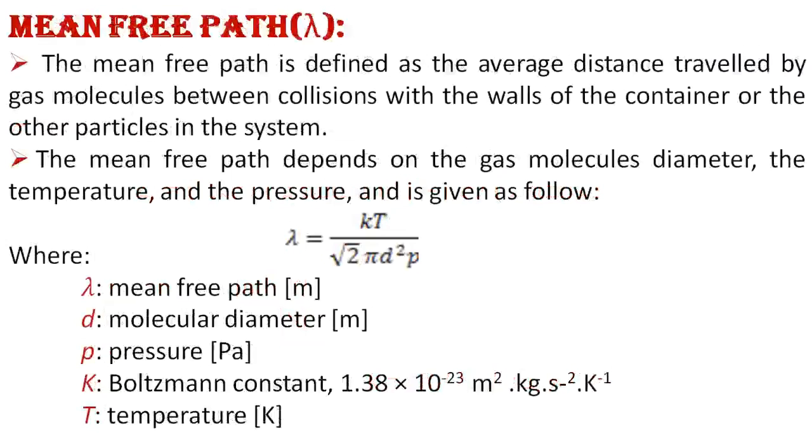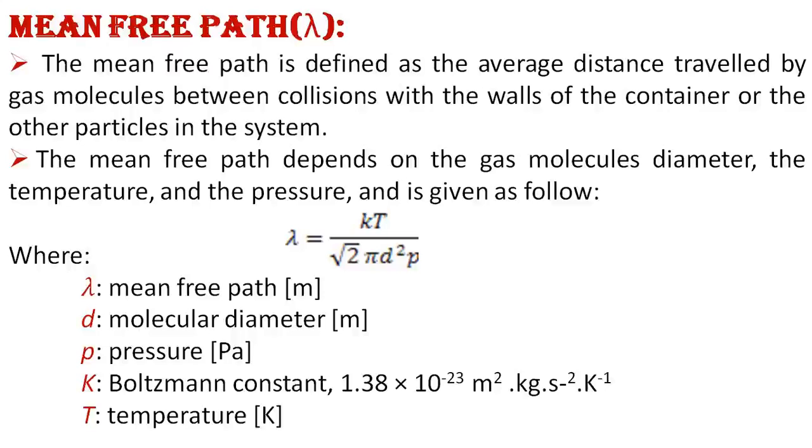Now, the next concept is the mean free path, denoted by lambda. The mean free path is defined as the average distance traveled by a gas molecule between collisions with the walls of the container or the other particles in the system. The mean free path depends on the gas molecule diameter, the temperature and the pressure. So you get the mathematical expression lambda is equal to kT upon square root 2 pi d square P.